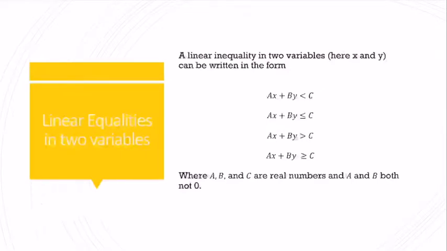So here are the four different types of linear inequalities. We have less than or equal to, greater than or equal to.